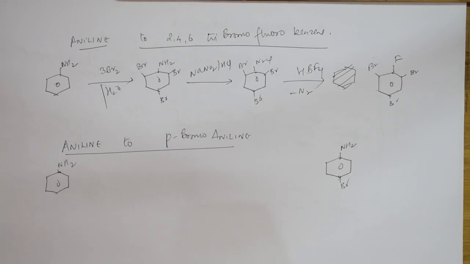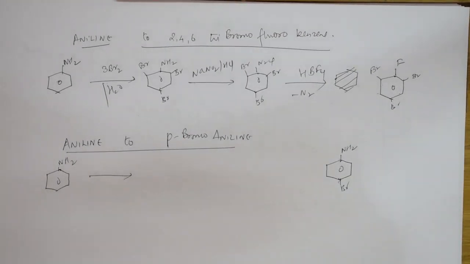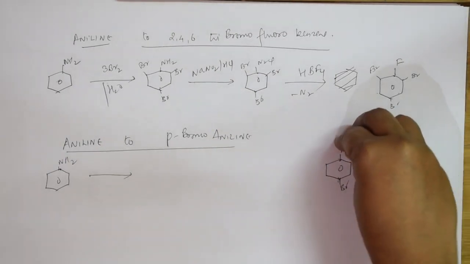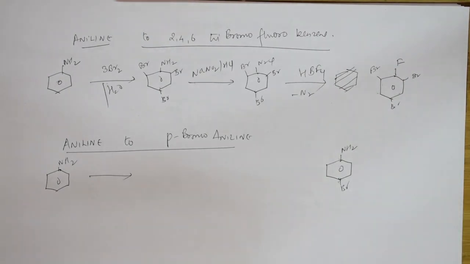I'll take aniline. First, because we have studied controlled bromination, you need to control this group, then only you'll get a para product. That is what we have studied. Please go and watch the video on bromination of aniline, where I have explained controlled bromination, and also a question: why do we do controlled bromination?